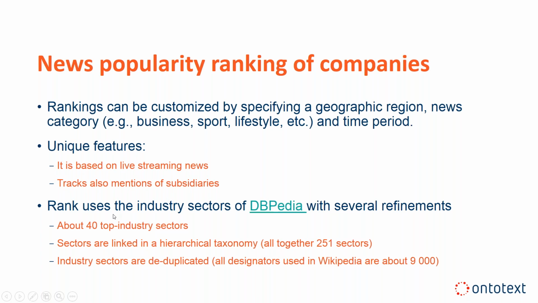As I said, it's unique for the fact that we have streaming news and you get a free live service of ranking by news popularity. It's absolutely unique by being able, at no extra cost, to also trace subsidiaries. And some of these big international companies have many subsidiaries. This hierarchy of sectors that we demonstrated is derived from the industry classifications of DBpedia. But to make it easier to deal with, because there are like 900 different identifiers in DBpedia about the industries, we made a hierarchical taxonomy where we have some 40 top industries at the top, and then another 251 sectors in the hierarchy below that.